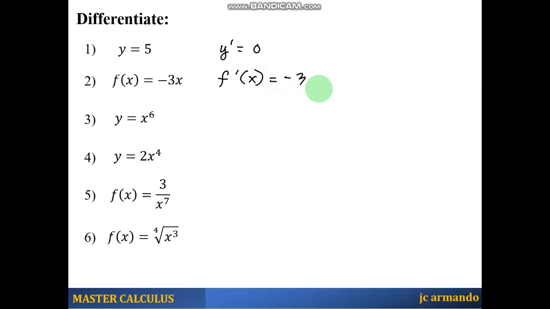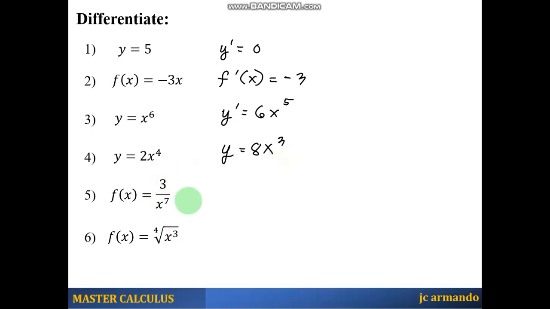Okay? Then, how about y equals x to the 6? Using the power rule, bring down 6, x to the 6 minus 1, which is 5. So, 6x to the 5th. Okay? How about y equals 2x to the 4th? So, constant multiple rule, or you can multiply 4 by 2. 4 times 2, 8x, subtract 1 from 4. 4 minus 1, 3.